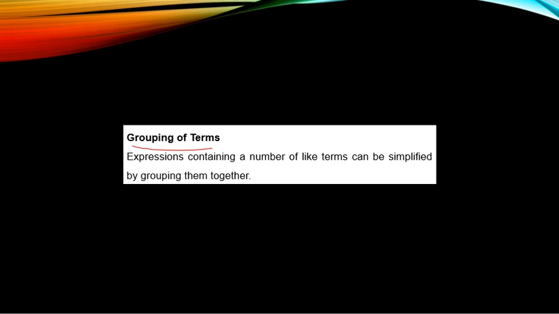Grouping of terms. Expressions containing a number of like terms can be simplified by grouping them together. So what you watch for here is like terms. Once you see like terms, you group them together before you carry on with the simplification process. Examples. Simplify the following expressions as far as possible, that is, to the simplest form.